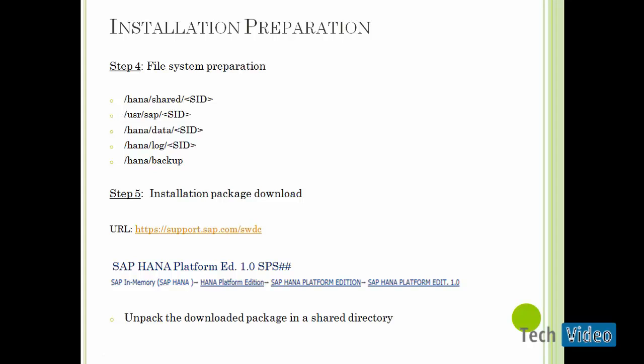Next is HANA data SID, where the data area gets stored in the form of data volumes. There will be different data volumes for different services and components of HANA, which will be stored under HANA data and the SID. Next is the log area, HANA log SID, for storing the log area, where the appropriate component log volumes will be stored. By logs I mean the redo logs.